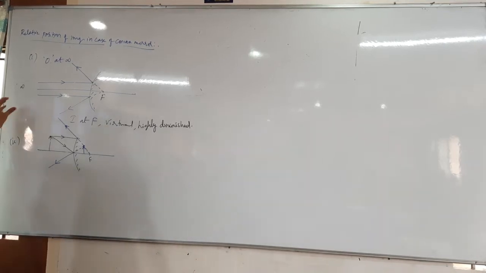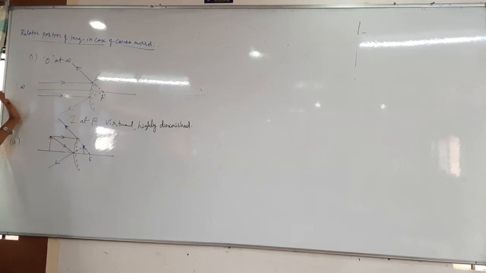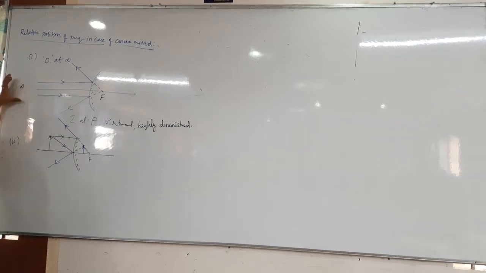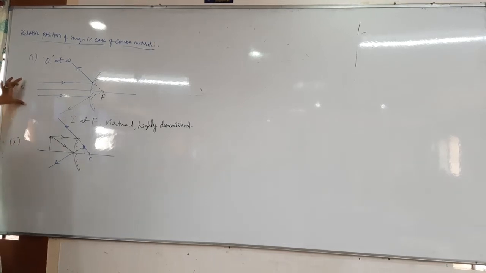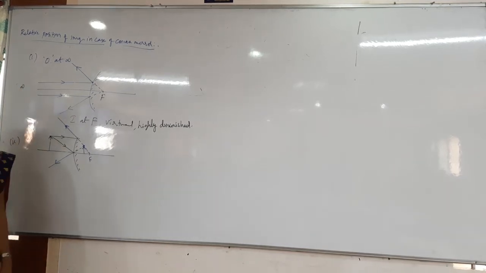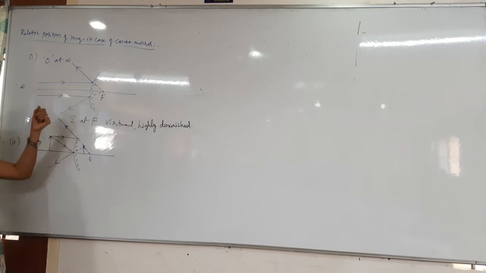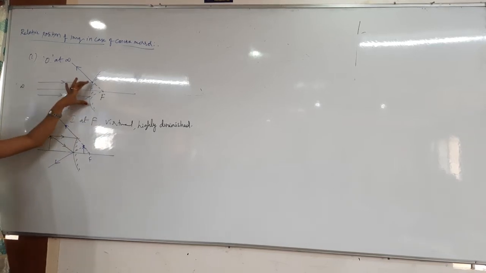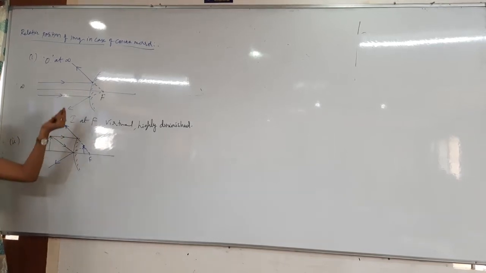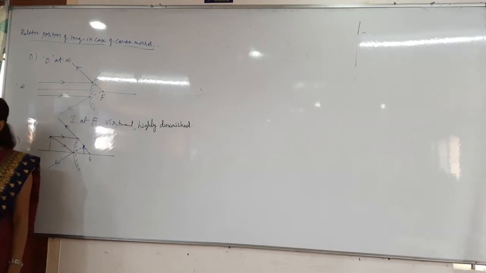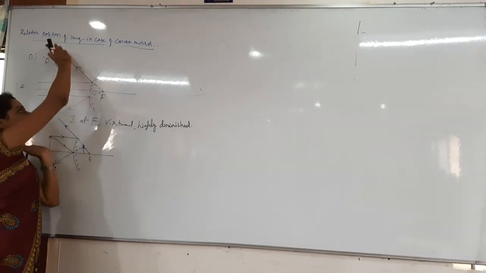So here, whenever the object is at infinity, obviously we will take the bigger object only. So we can even say extended object. Now whenever I take that extended object at infinity, which type of rays will come from infinity? Obviously paraxial rays only. Those paraxial rays are hitting the mirror. Which type of mirror is this? Diverging mirror. So those two rays will get diverged.